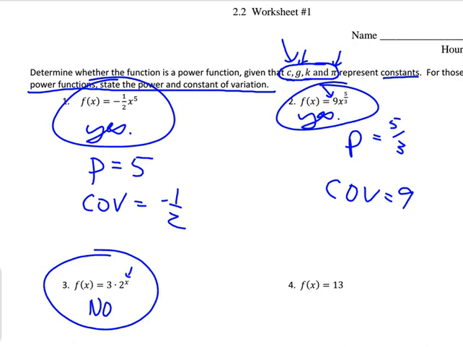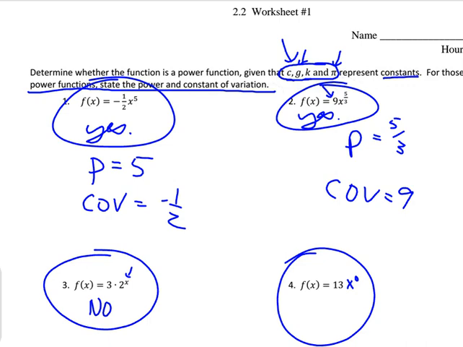All right, this guy doesn't have an x at all. So is he a power function? No. If anything, it has a power of x to the 0, and that's a weird one. So that one's not considered a power function. All right, clear this off.